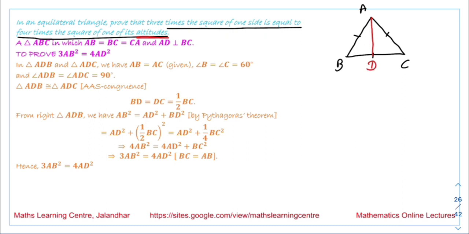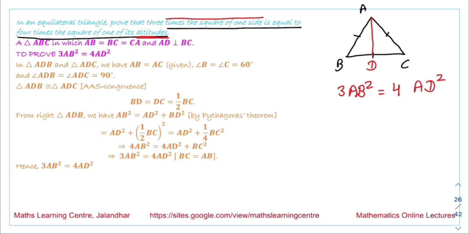So what we have to prove is that 3 times the square of one side, you can take any one of these sides, is equal to 4 times the square of one of its altitudes. It is 4 times AD square. This is what we have to prove.